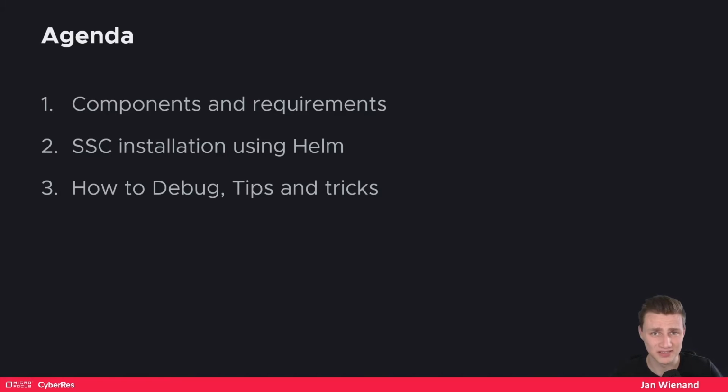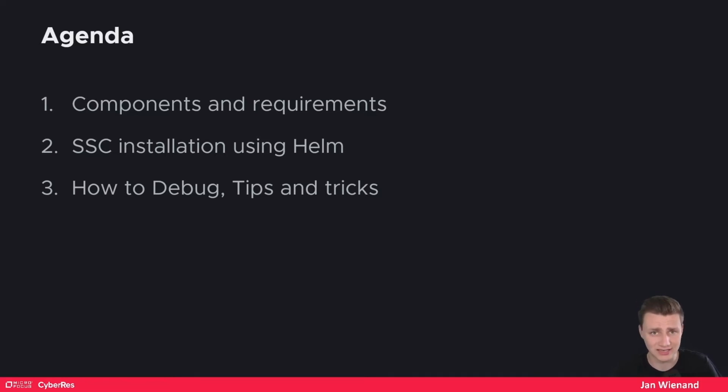So let's have a look at what we will cover in this video. First of all, we will talk about components and requirements that you need to actually start running. What kind of components do you need to start with the Software Security Center on Kubernetes, and how the whole installation process works. So just to give you a short overview about how everything works and what kind of requirements we have.